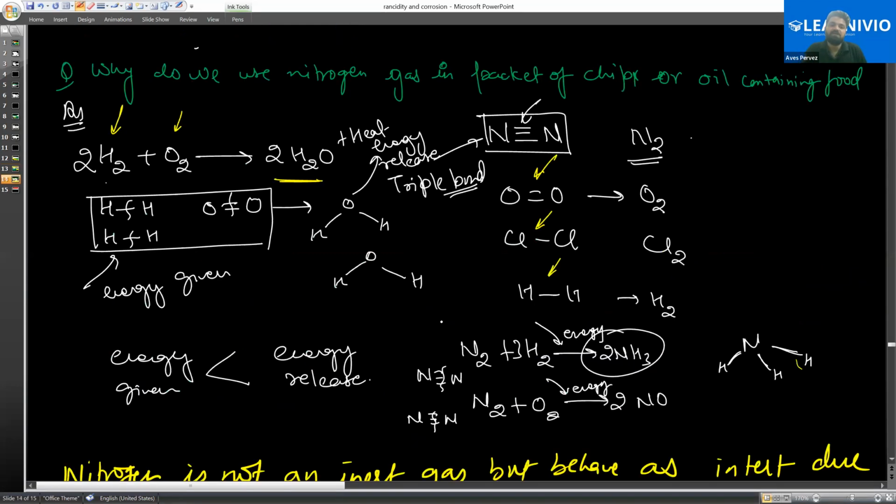Because nitrogen is, if I'm talking about this one, an inert gas. Inert means that it does not react with anyone. It is naturally inert like helium, neon, argon, which have a completely filled shell. Okay, which has a completely filled shell. So we called it nitrogen gas. Sorry, here noble gases.